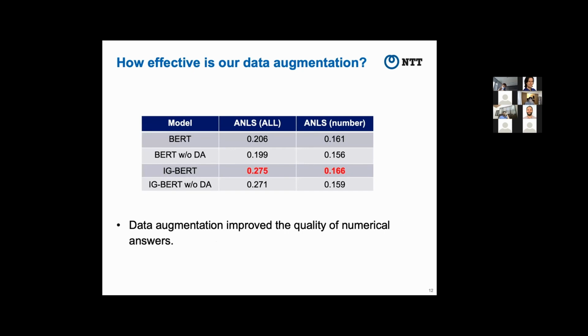We also conducted an evaluation study to explore the effectiveness of our data augmentation. In this experiment, we divided the types of ground-truth answers into text and number using heuristic rules. This result shows that the quality of numerical answers was improved in both BERT and IGBird with our data augmentation.